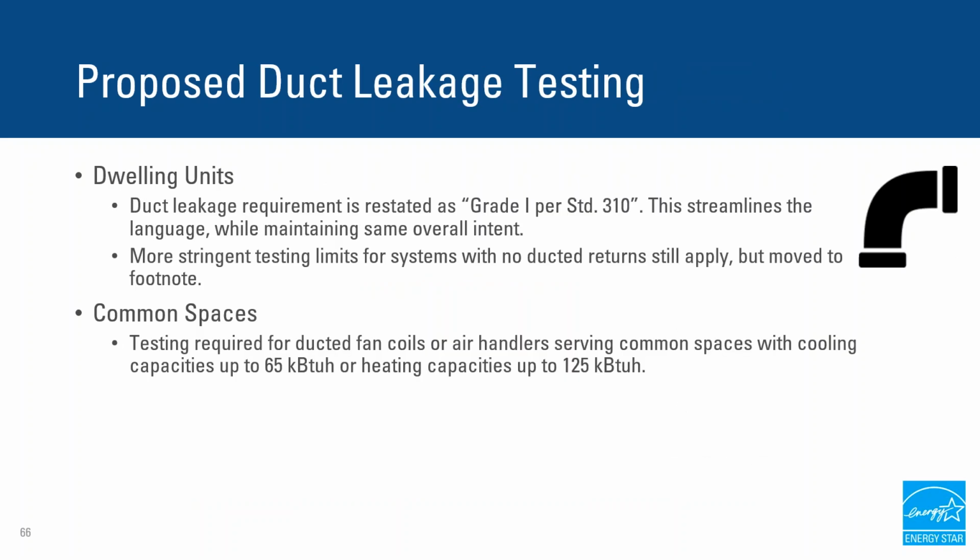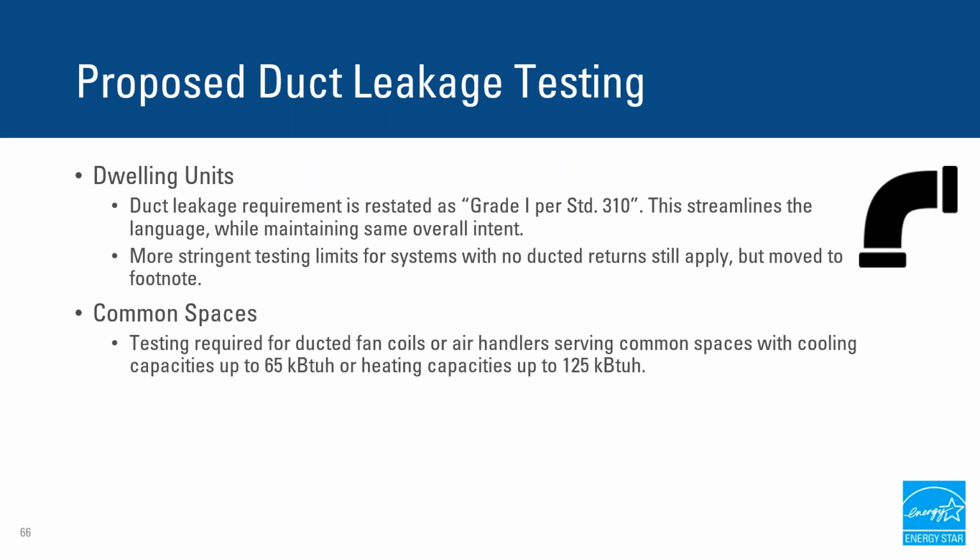Moving on to duct leakage. I think here's where the first real change is. So dwelling units, the duct leakage will basically stay the same, except we're going to rephrase to reference grade 1 per standard 310 just to streamline the requirement, but keep the same intent. We will still have the more stringent testing result limits for systems with no ducted returns, but that will be included in the footnote. But for common spaces, we will now be required to meet the duct leakage limit for systems serving common spaces where the indoor unit has a capacity up to 65 kBTU for cooling and 125 for heating. So this is a big change.